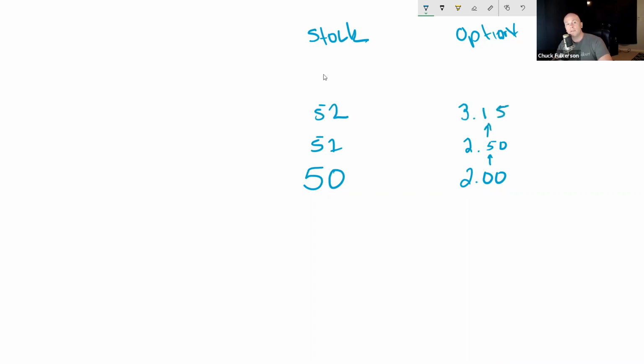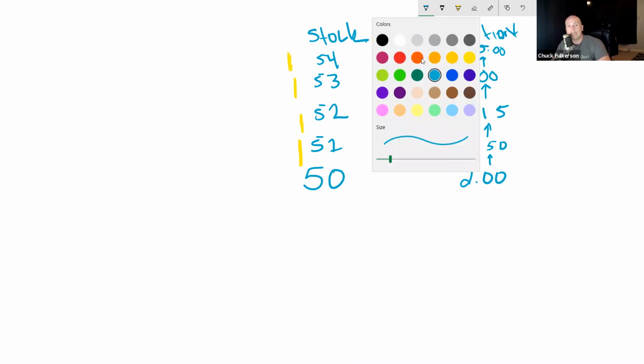The stock goes to 53, the option goes to 4. The stock goes to 54, the option goes to 5. Now, these aren't exact numbers, obviously, but the point I'm trying to make is notice that every time the stock goes up by $1, it's constant. Well, the option has what's called dynamic leverage.